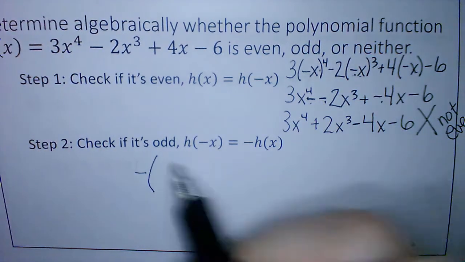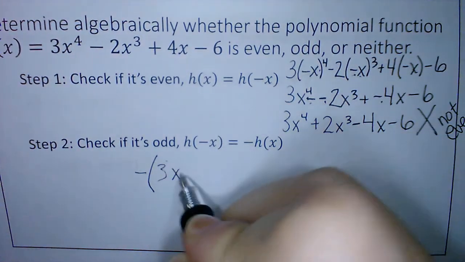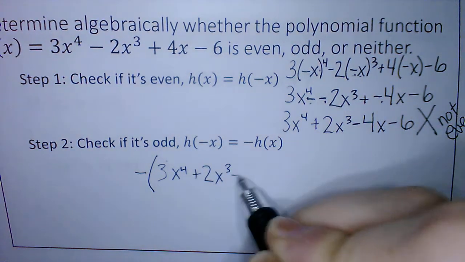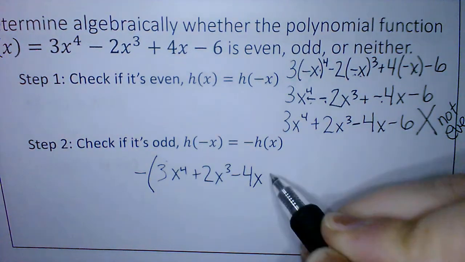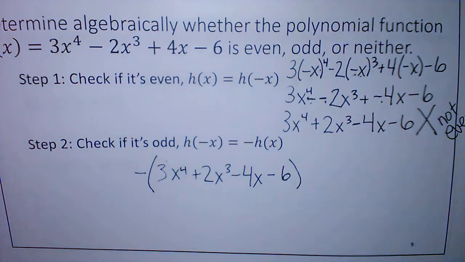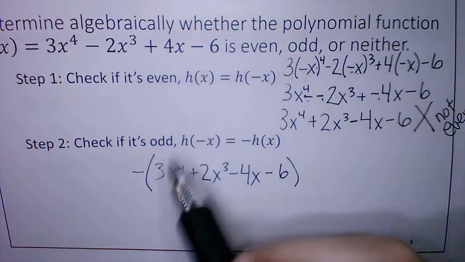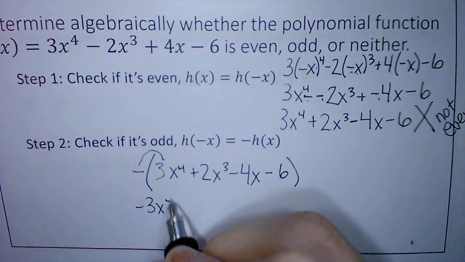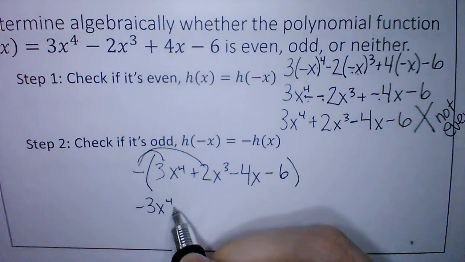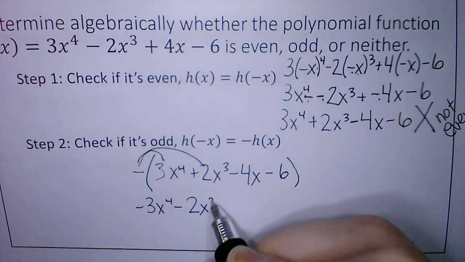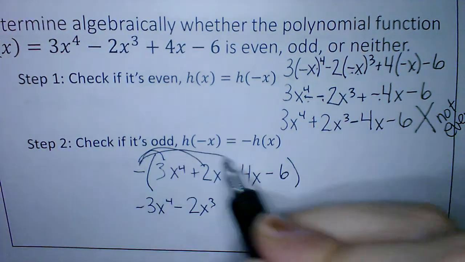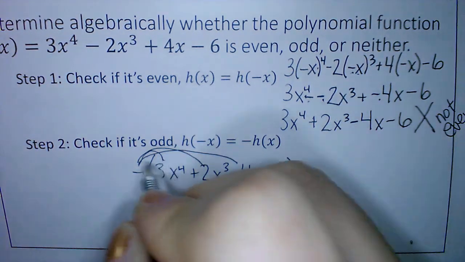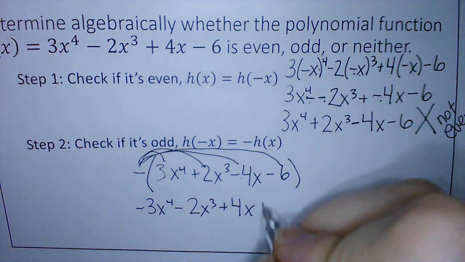So negative 3x to the 4th plus 2x cubed minus 4x minus 6. Now we have to distribute that negative, but that's really easy. Distribute here, that's negative 3x to the 4th. Distribute negative 2x to the cubed. That was already negative, so it'll become positive. Distribute that negative over here, becomes a positive 6.